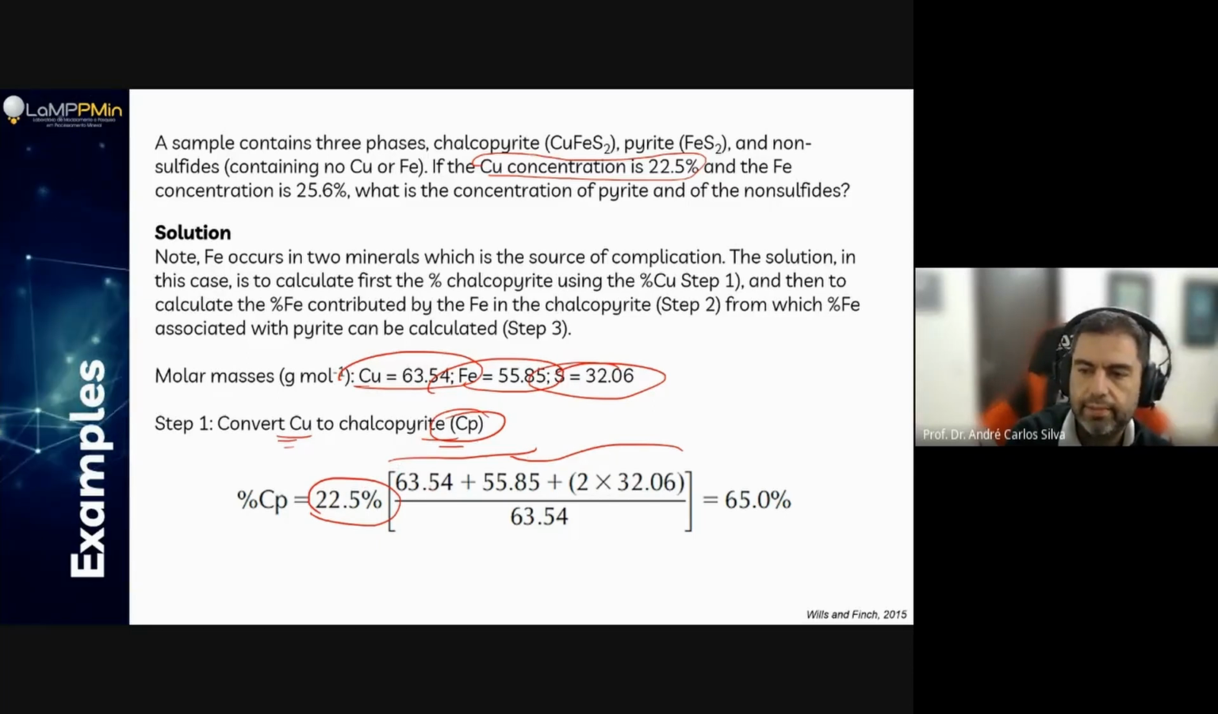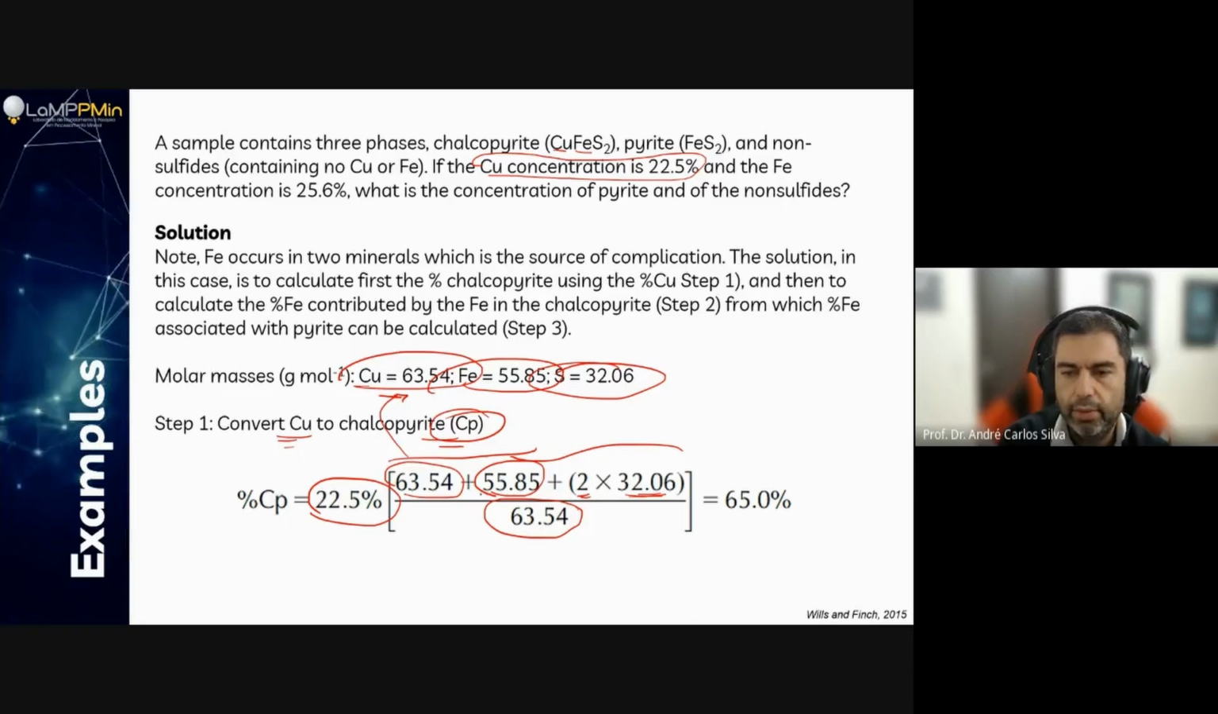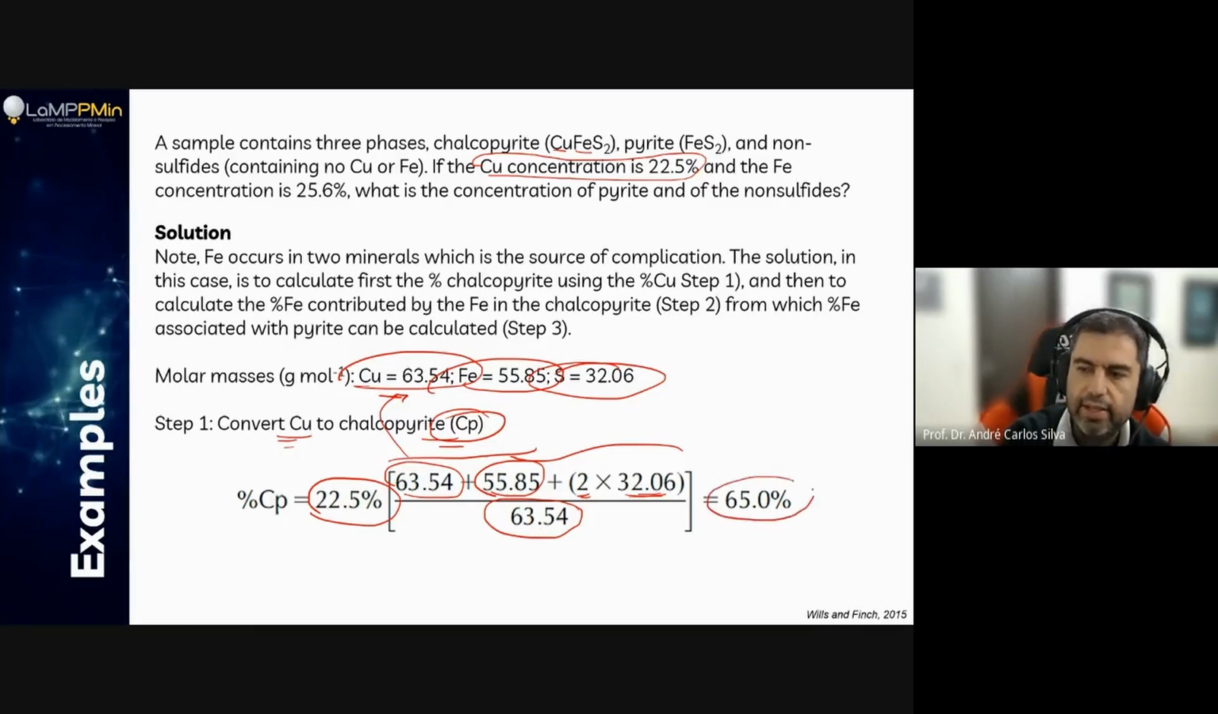So what is this term over here? 63.54 is the molar mass of the copper in the chalcopyrite, because I have just 1 mole of copper. Then we have 1 mole of iron, and that's why we have this number over here, 55. And then we have 2 sulfurs, and this right here. And I'm dividing this by 63.54 because this is the molar mass of just 1 mole of copper. So when I evaluate this, I'm going to know that I have 65% of chalcopyrite.